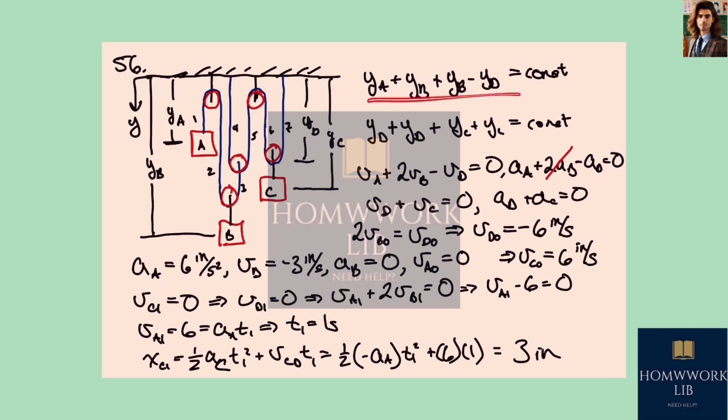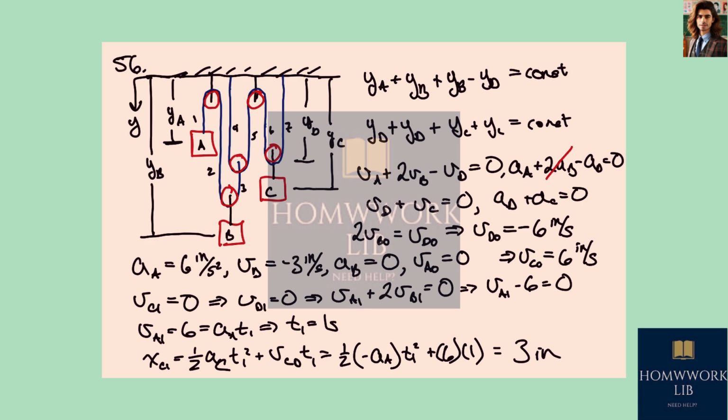Taking time derivatives, we get VA plus 2VB minus VD is 0. We get acceleration of A plus 2 times acceleration of B minus acceleration of D is 0. And from here we get the velocity of D plus the velocity of C is 0, and the acceleration of D plus the acceleration of C is 0.